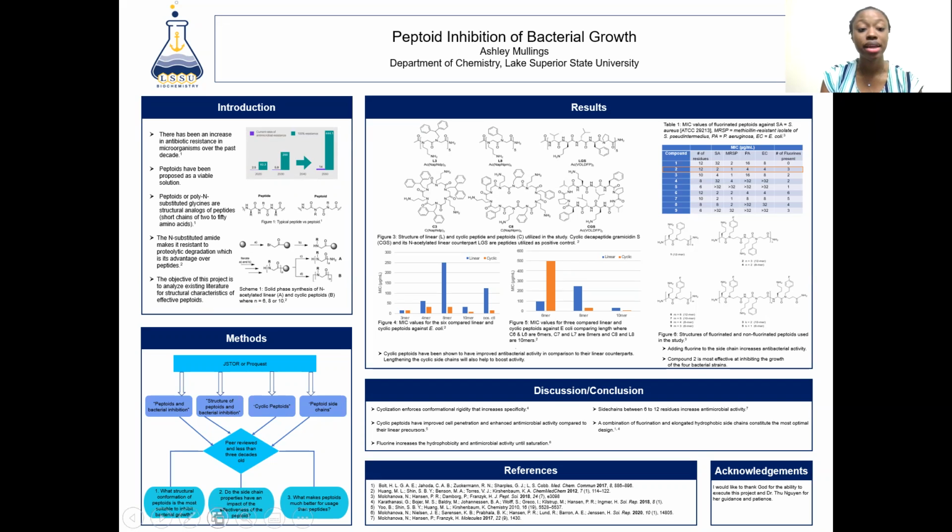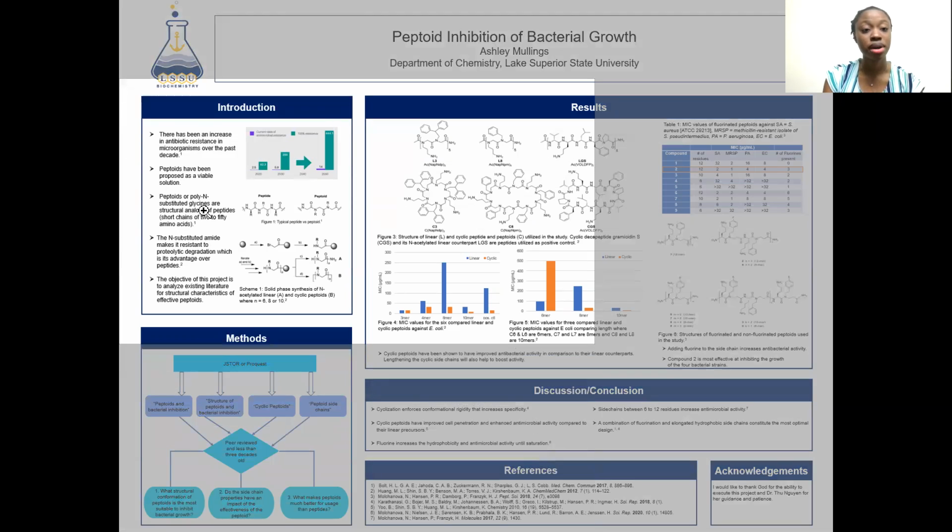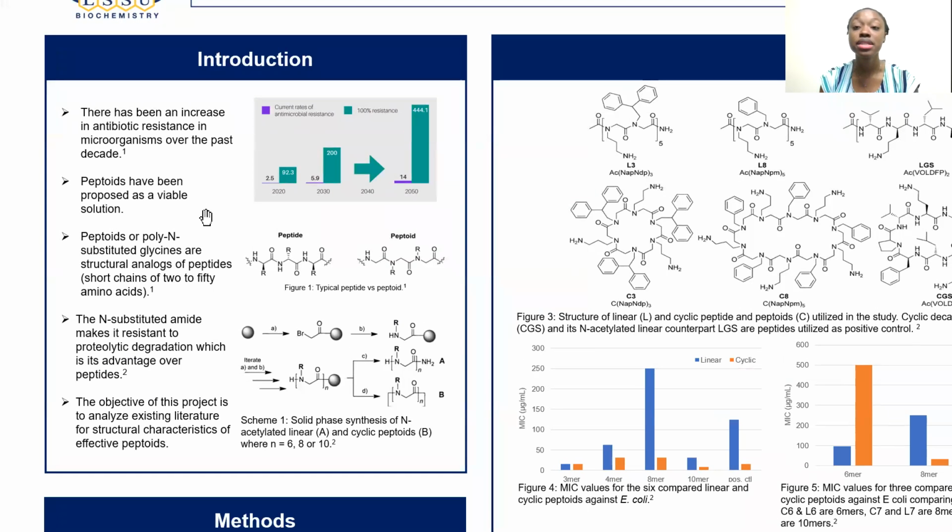Over the past decade, there has been an increase in antibiotic resistance, and if this issue is not controlled, by 2050 there is a projection of 444.1 million deaths across the world. So peptoids have been suggested as a viable solution to this problem.